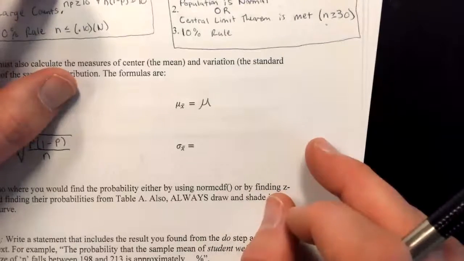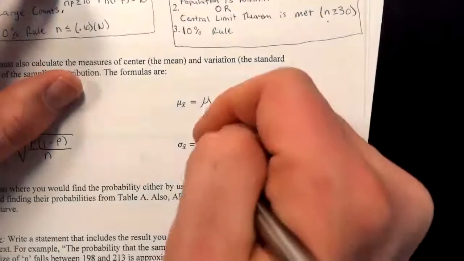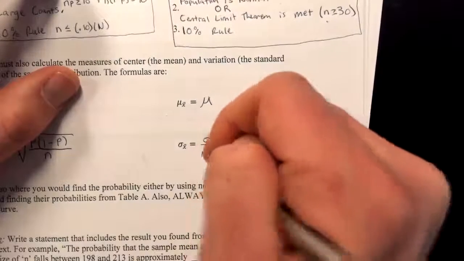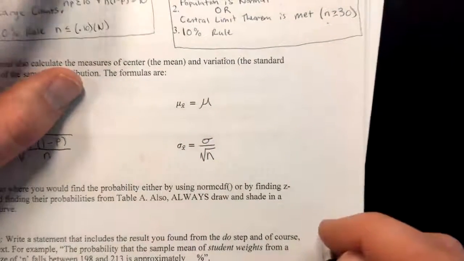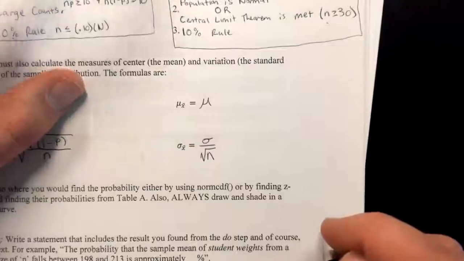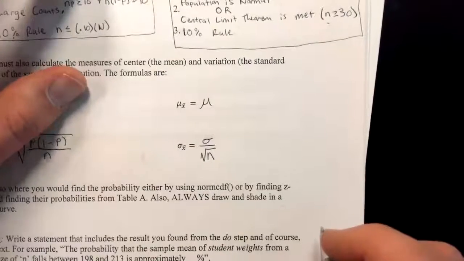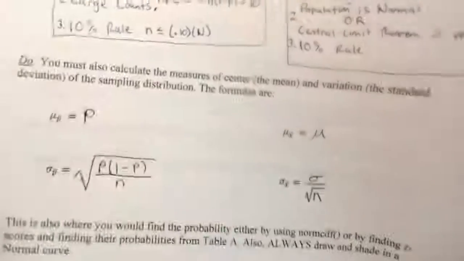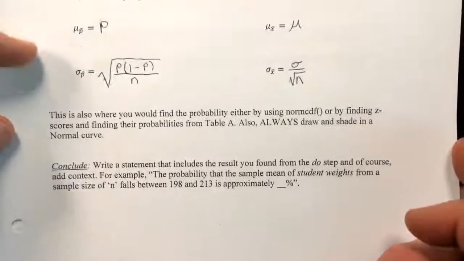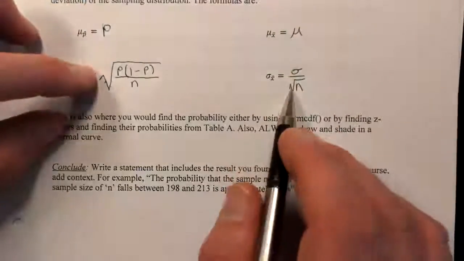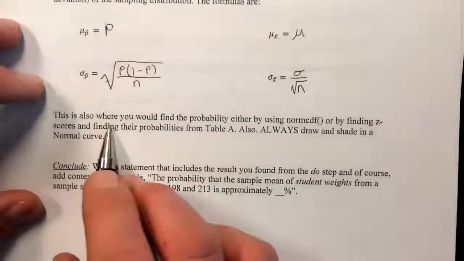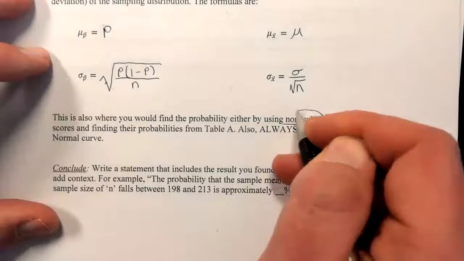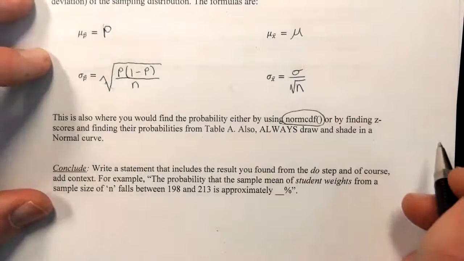All right, so that's it. Standard deviation of this, the population standard deviation divided by the square root of the sample size. Have all this information in one nice, single, easy to find page, right? Fantastic. In that do part, you're going to have to find the mean and standard deviation. When you have those things, you can finally just take the shortcut method and use normal CDF to find your probability.